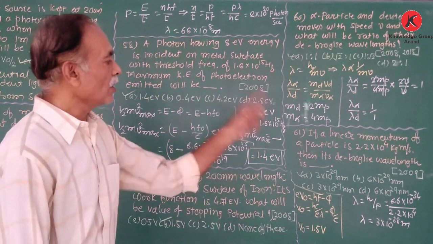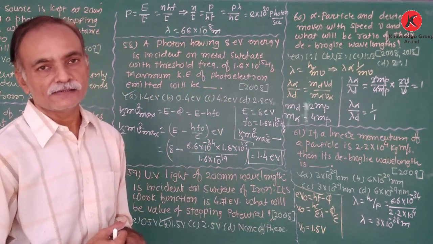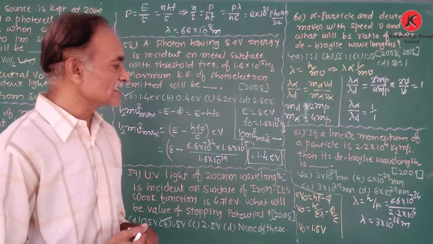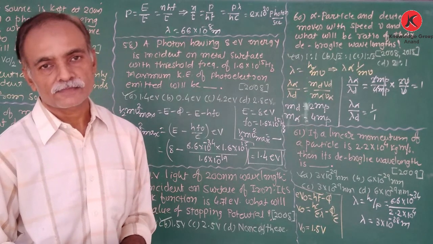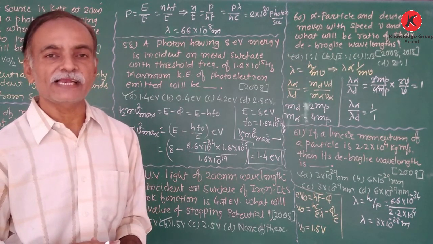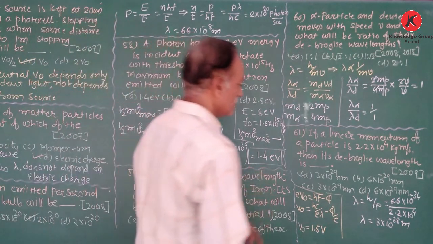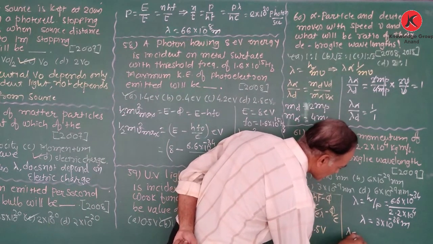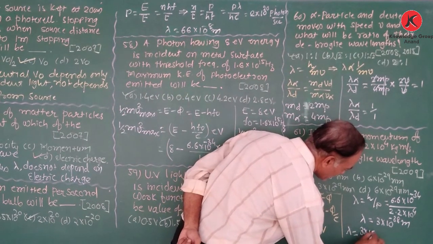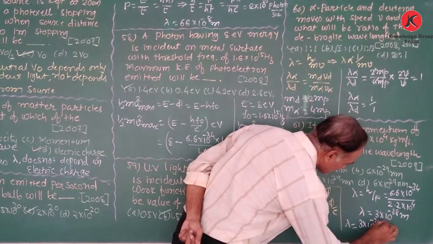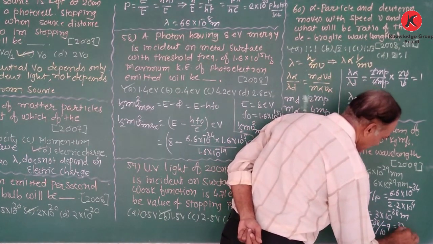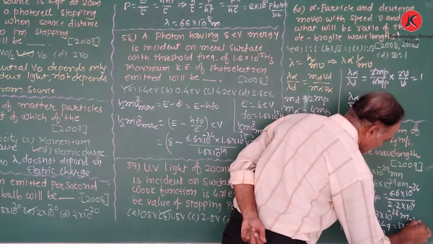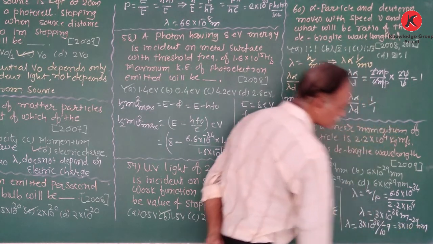But here all options are given in nanometer. We have to convert this wavelength obtained in meter into nanometer. Therefore, we have to divide by 10 raised to minus 9. Therefore, lambda is equal to 3 into 10 raised to minus 38 divided by 10 raised to minus 9. Therefore, 3 into 10 raised to minus 29 nanometer.